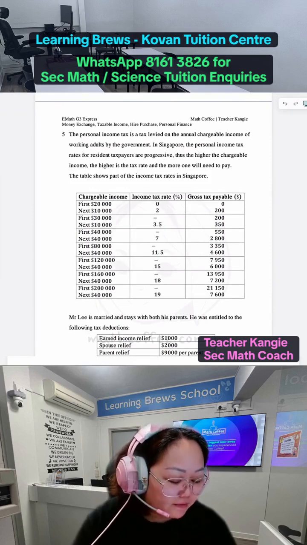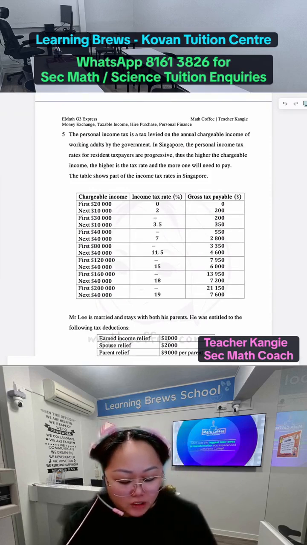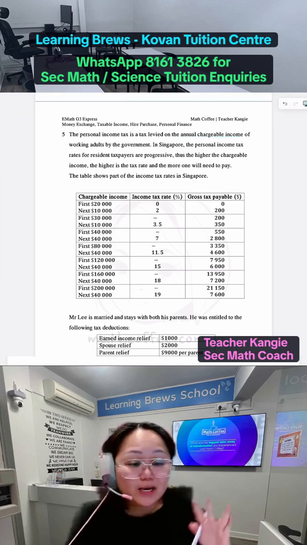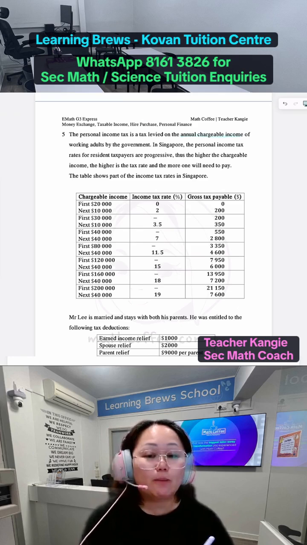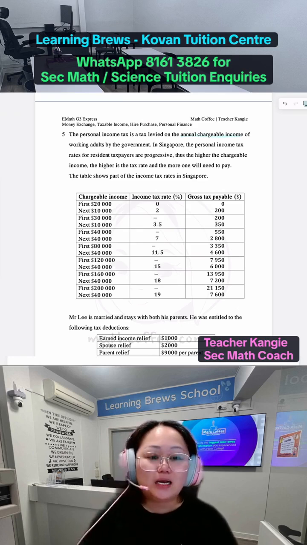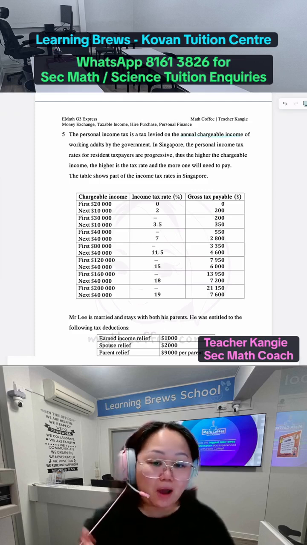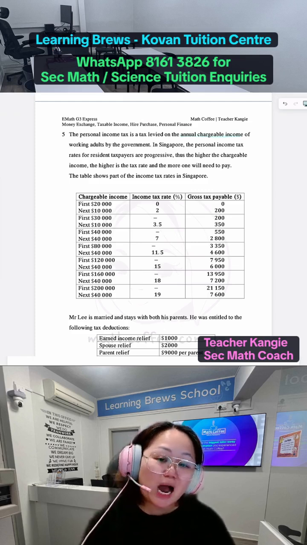Personal income tax is a tax levied on the annual chargeable income. A lot of students will first ask, what is annual chargeable income? Annual income, without the word chargeable, is how much you earn every year. For example, let's say you earn $2,000 monthly. So 2,000 times 12 will be your annual income. And then what is chargeable income?